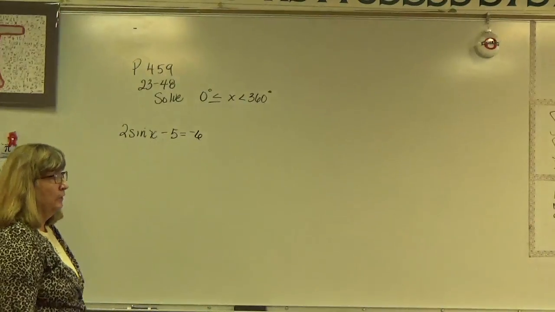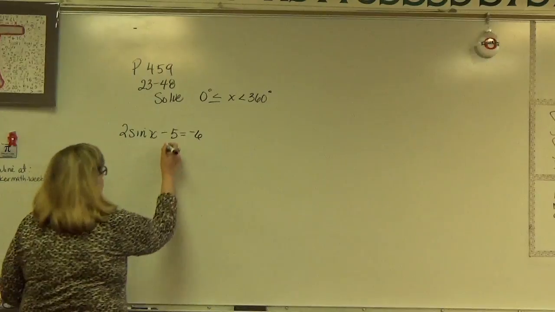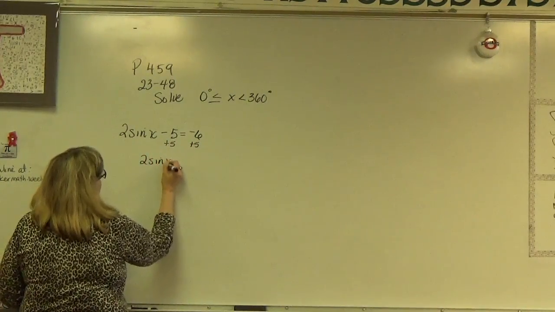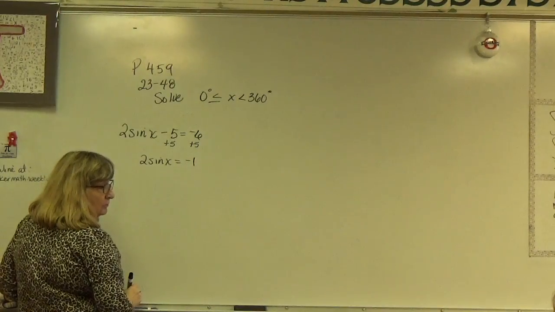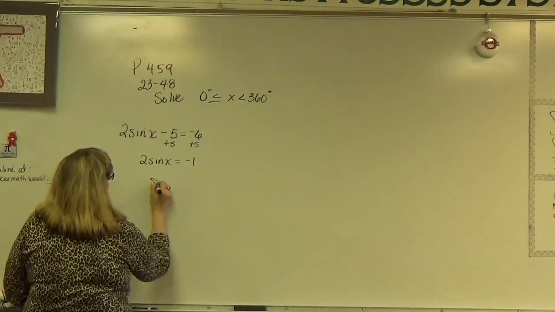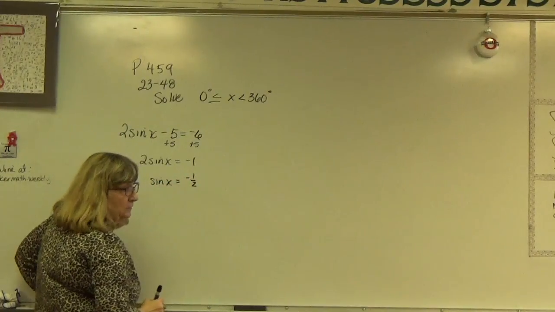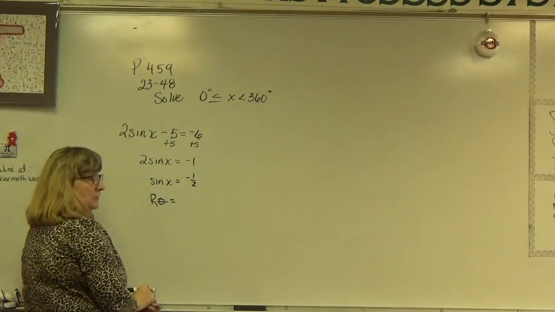Okay, Delaney, you get started. So what would we do to solve that? Add 5. 2 sine of x equals -1. Okay? Keep going. Divide by 2 on both sides. You get sine equals -1/2. Find the reference angle. And you don't add the negative.